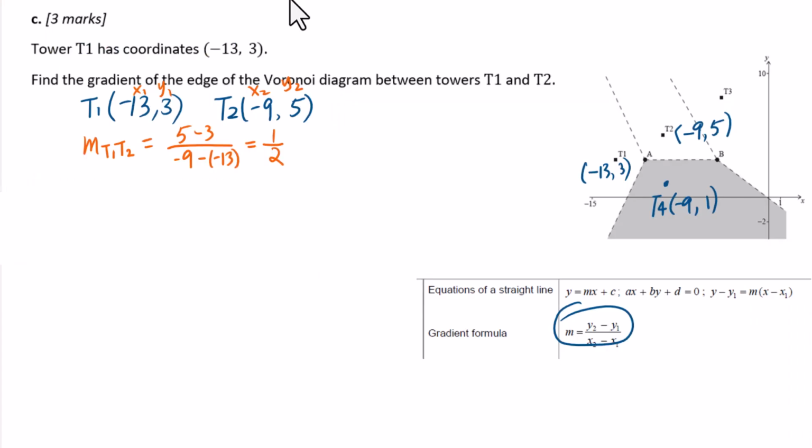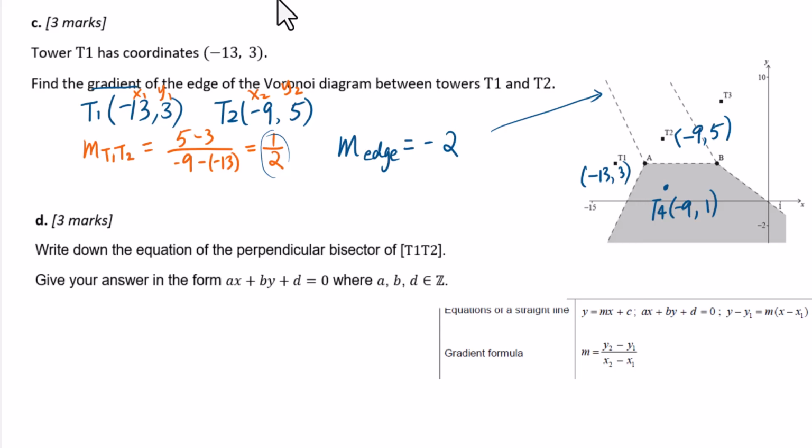Since the edge we are looking for is perpendicular to T1T2, the gradient of the edge of the Voronoi diagram between T1 and T2 we will take as the opposite and reciprocal of 1/2. So the slope of the edge equals -2.